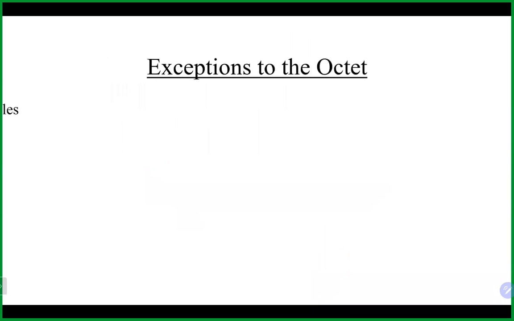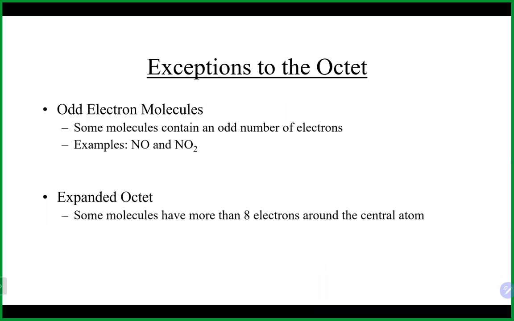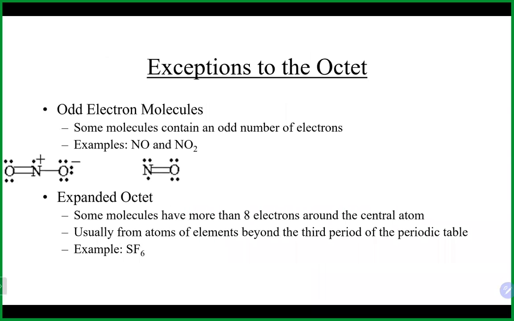Another couple of important exceptions to the octet rule. One is an odd electron molecule. That is when you add up the total number of electrons and you get an odd number, which again will not happen in this class, but it can happen in real life. Maybe you've heard of free radicals, which are a lot of times species that have one unpaired electron. They're very reactive because they have one unpaired electron. They're not really happy about that, so they want to fix that situation.